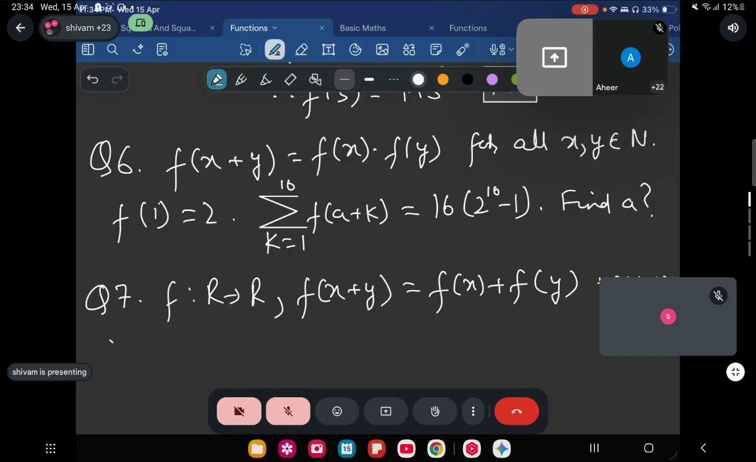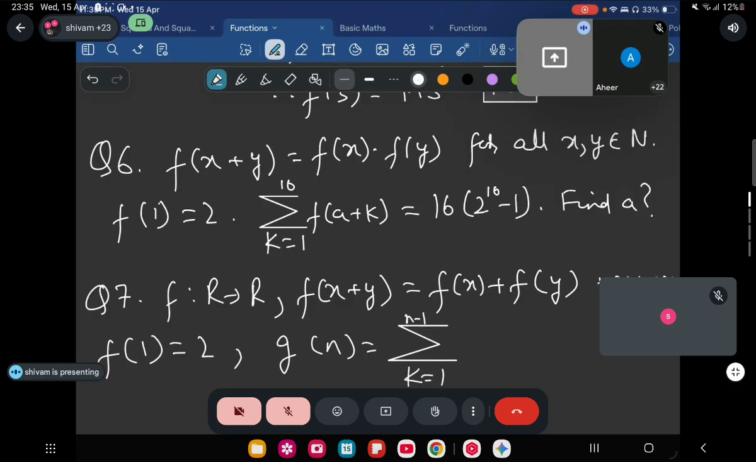Okay, f of 1 equal to 2 and g of n is given as summation of k equal to 1 to n minus 1 f of k, for all n belongs to natural number. Okay, if g of n is equal to 20, find n.